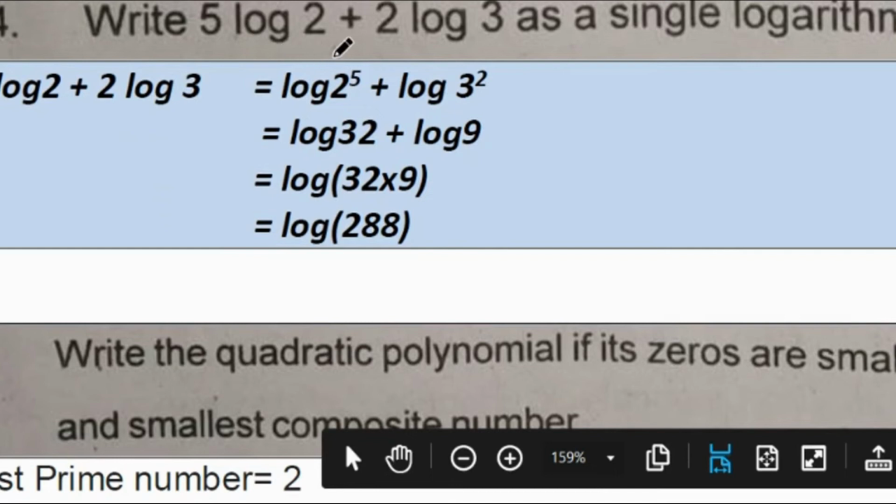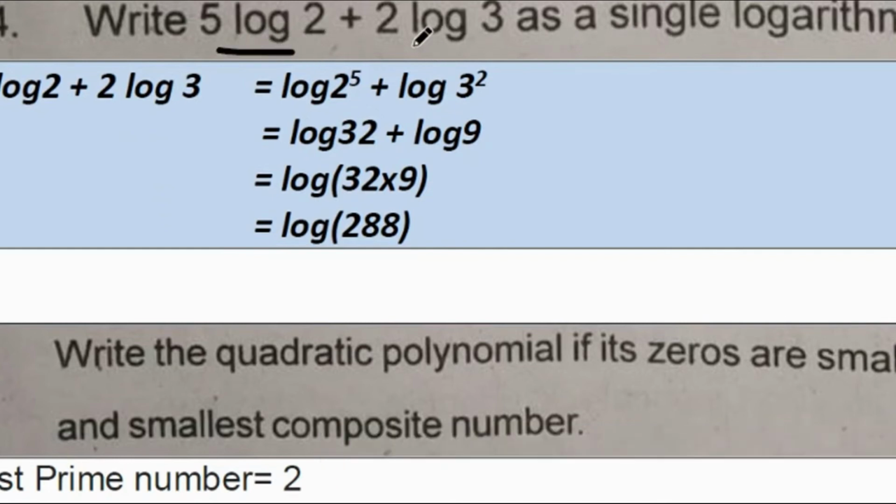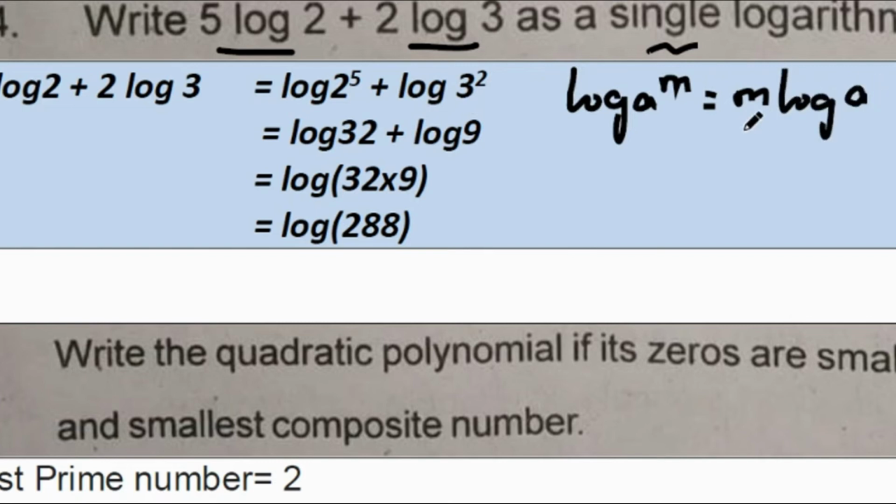Write 5 log 2 plus 2 log 3 as a single logarithm. So here we have two logarithms, we have to convert into a single logarithm. So 5 log 2 can be expressed as log 2 power of 5 and 2 log 3 can be expressed as log 3 square. We know the formula m log a is equal to log a to the power of m and vice versa. So 2 power of 5 is 32, 3 power of 2 is 9.